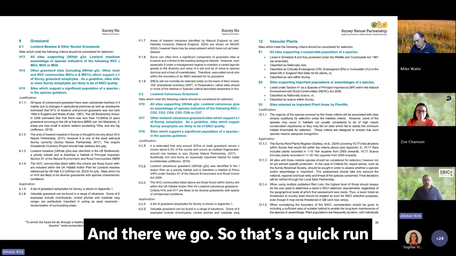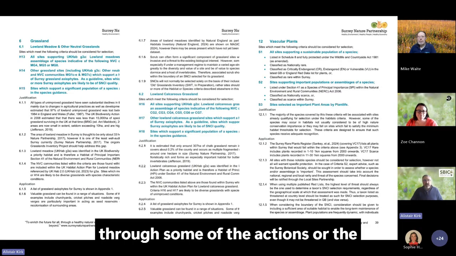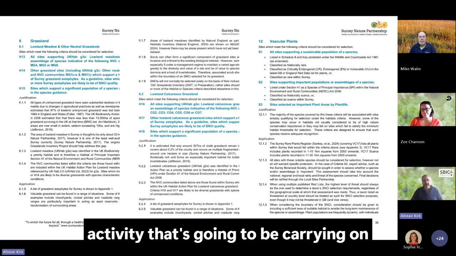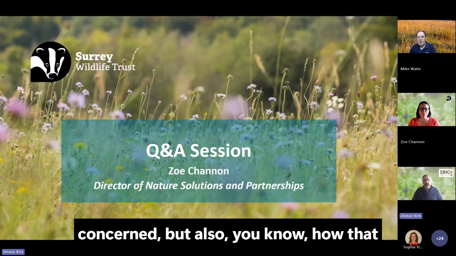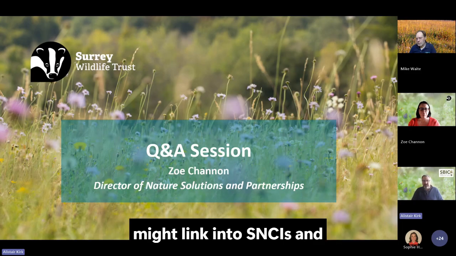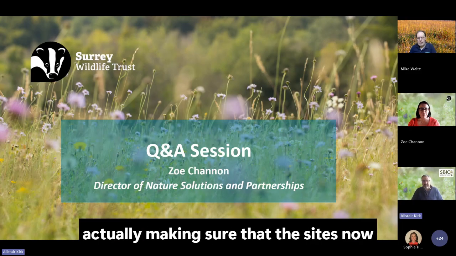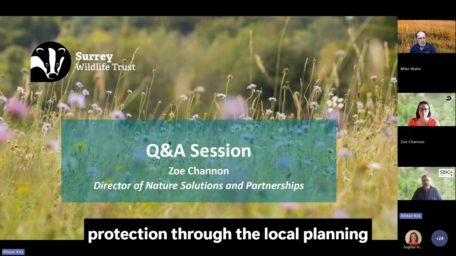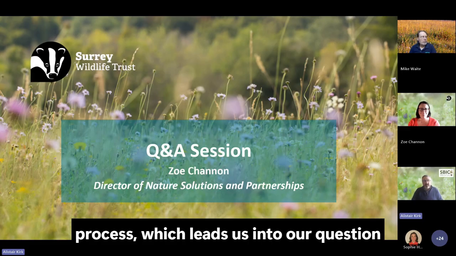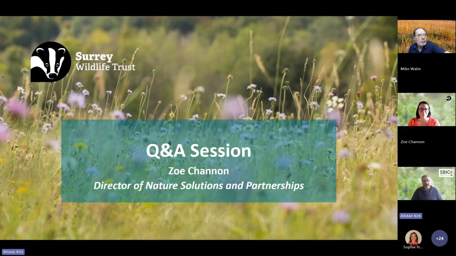And there we go. So that's a quick run through some of the activity that's going to be carrying on as far as the grassland inventory is concerned, but also how that might link into SNCIs and making sure that these sites, now we've identified them, get some additional protection through the local planning process, which leads us into our question and answer section.